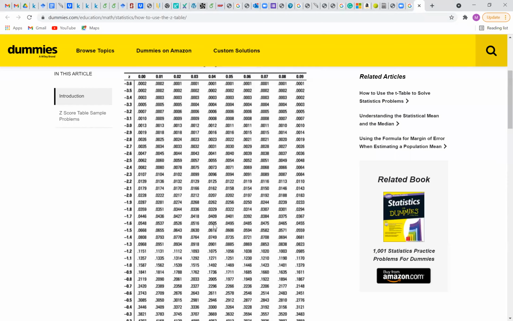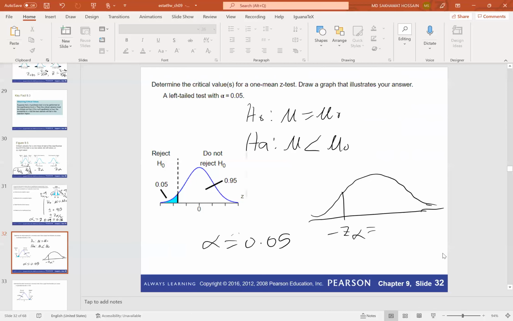So the z-score will be negative 1.64 and negative 1.65. If we take the average of these two numbers, then it will be negative 1.645. So this is the z-score if alpha is 0.05. This is our critical value.